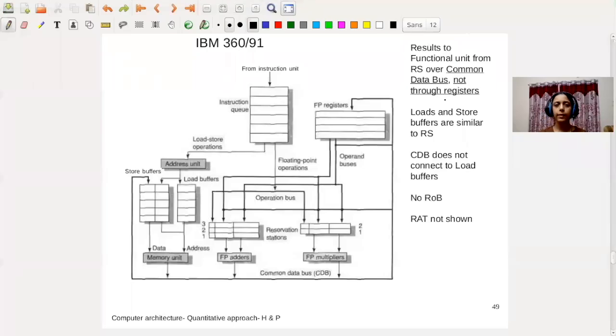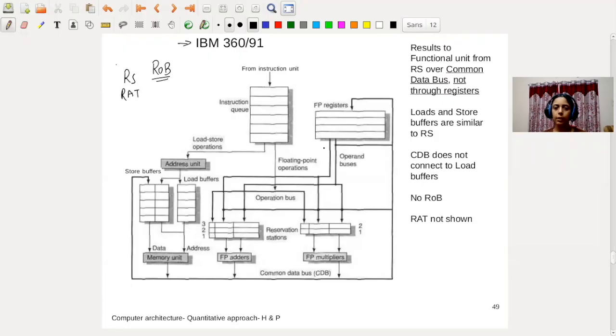Okay, so previously we discussed how the reservation station and the rename register allocation table work along with this machine. So now we are going to again look at the structure of this Tomasulo machine, the IBM 360/91, and we're going to discuss another concept called the reorder buffer. And once we discuss these concepts, we are going to then discuss the overall Tomasulo algorithm. So this is the overall structure of the machine.